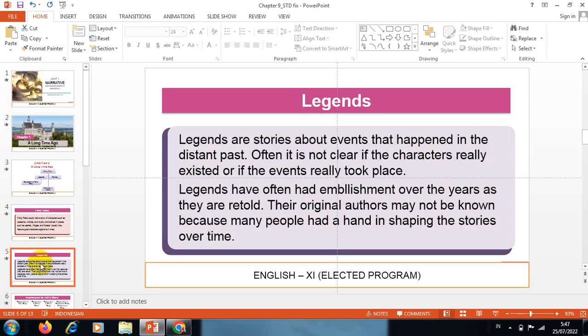While legends are stories about events that happened in the distant past. Often, it is not clear if the characters really existed or if the events really took place. Legends have often had embellishment over the years as they are retold. Their original authors may not be known because many people had a hand in shaping the stories over time.